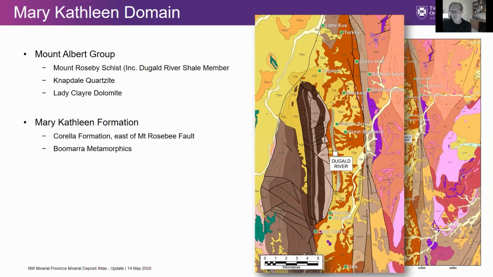So just in terms of the geology, we won't go into a huge amount of detail just because of time, but you can see very briefly that east here of the Mount Roseby fault, we have the Corella Formation, which hosts 2 of the prospects from Roseby, and then the majority of the prospects are hosted west of the Roseby fault within the Mount Roseby schist. The Dugald River Formation, or the shale member located here, which is in the Roseby schist, which is east of the Knapdale quartzite, and then the Lady Clare Formation, which outcrops further to the west. The Mary Kathleen Formation, as I mentioned earlier, outcrops east of the Mount Roseby Fault, which is mainly the Corella Formation, and the Boomara Metamorphics as well.